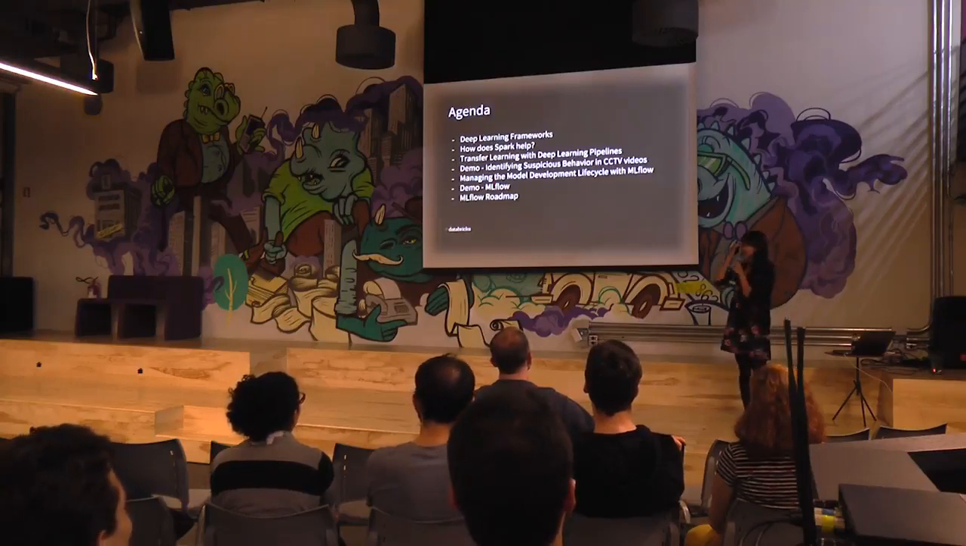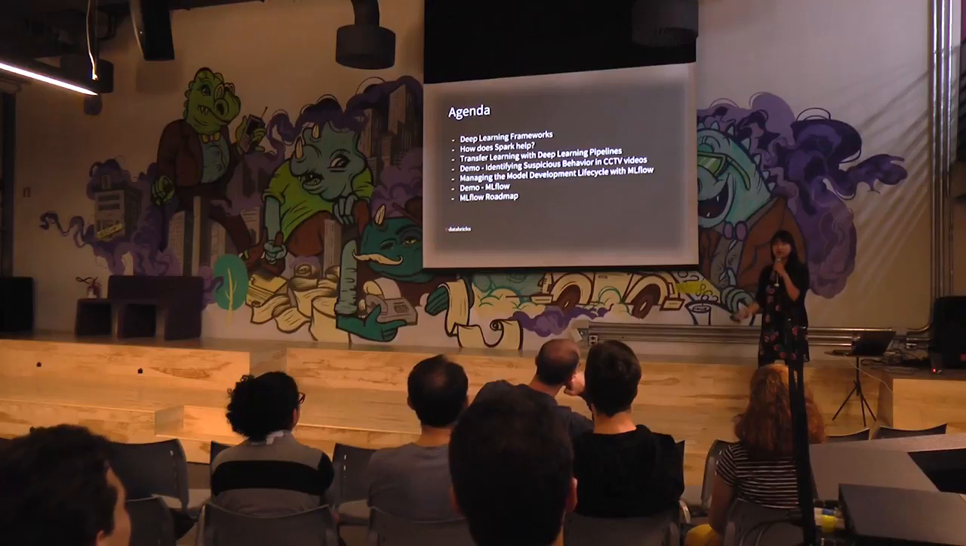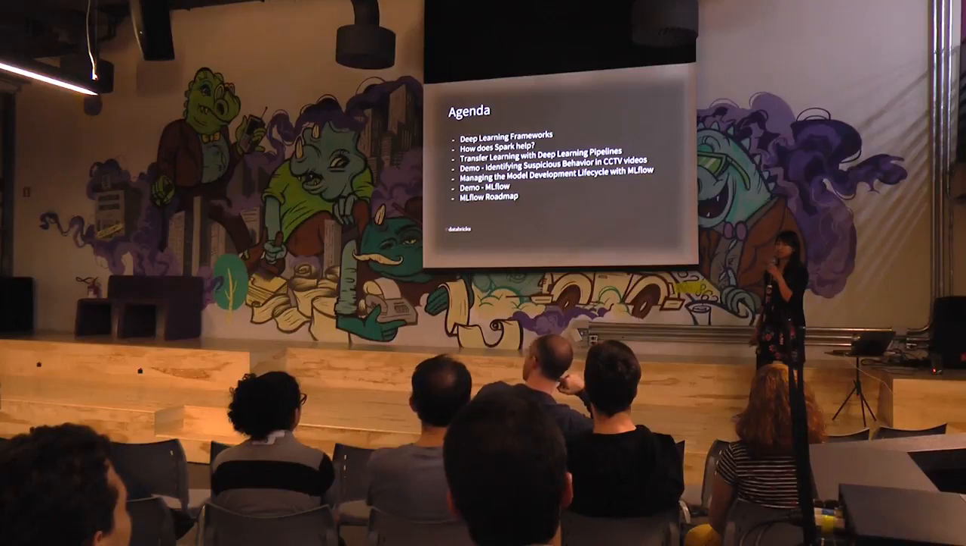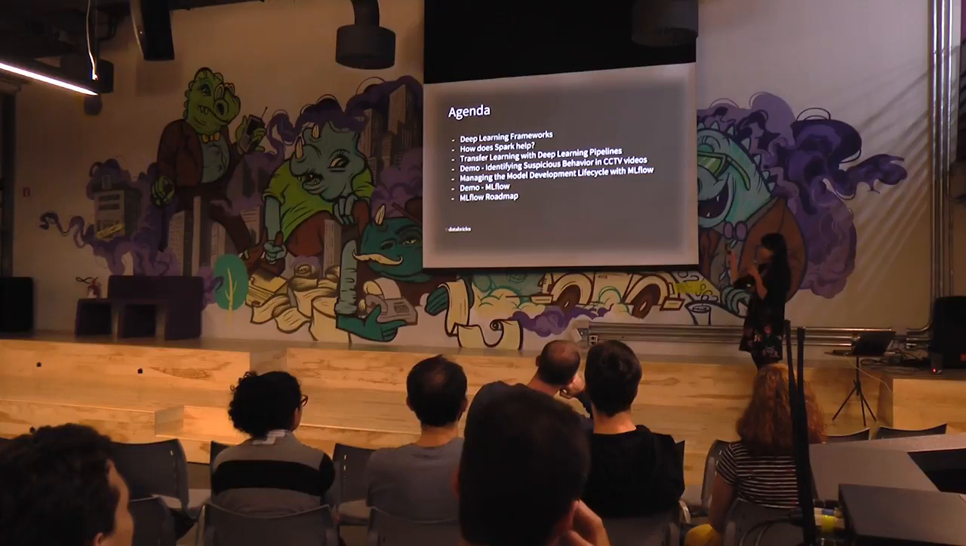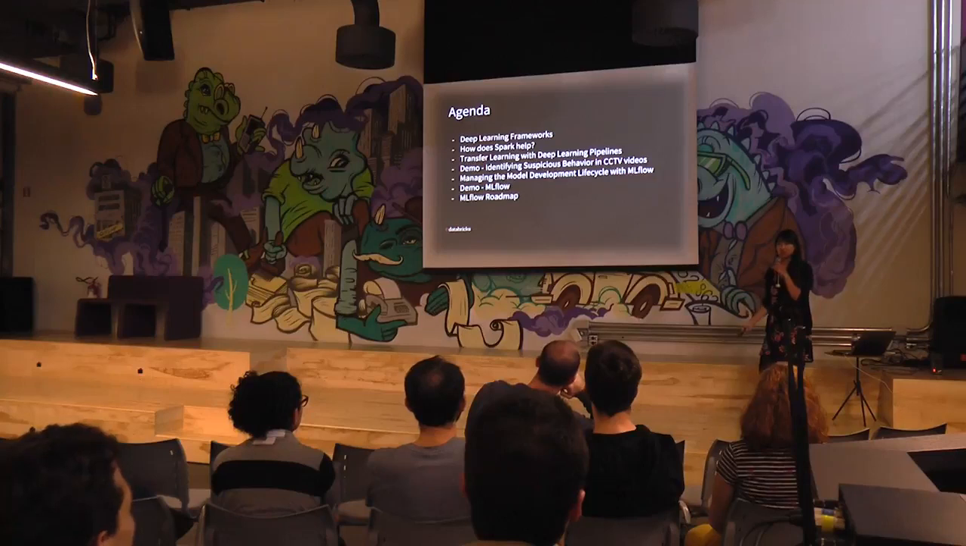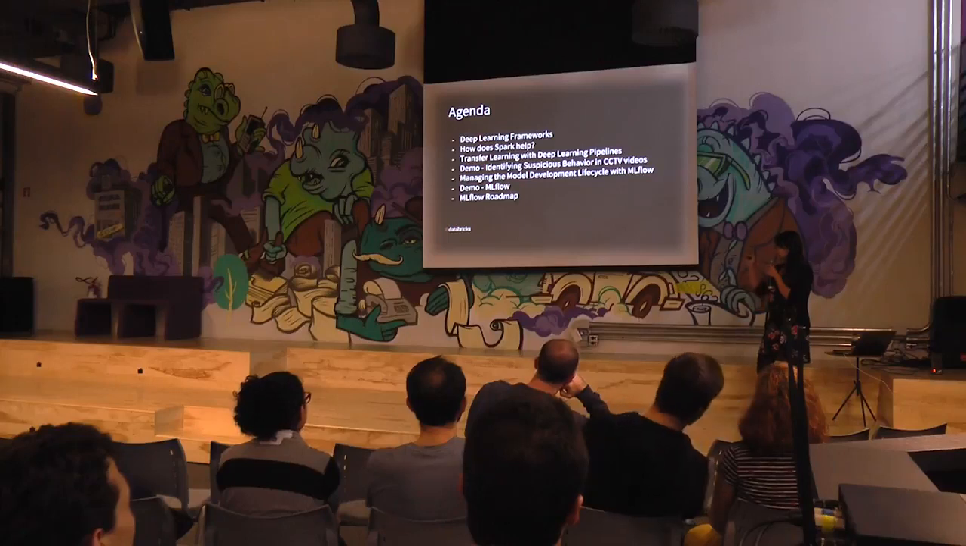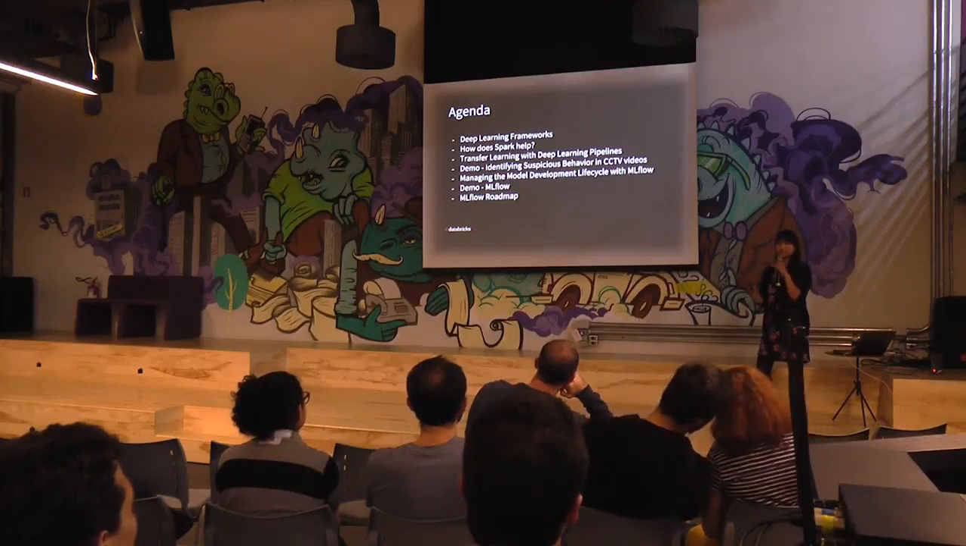So the agenda today is a little bit about deep learning frameworks out there, the ecosystem. How does Spark help? It doesn't actually help natively in Spark, so you have to rely a lot on Spark packages out there. And how we can use deep learning pipelines to make it really easy to get started with deep learning. And I'm going to do a little demo of identifying suspicious behavior in CCTV footage using the deep learning pipelines library. Then I will touch upon MLflow, how we can use that to manage the whole machine learning model lifecycle, another demo, and then we'll close off with a roadmap and Q&A.